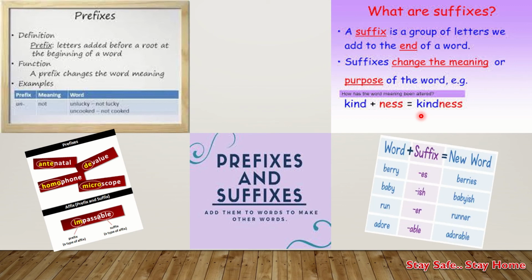Some examples about suffixes. Berry, and you add es to it, it becomes berries. Like baby, you add ish to it, it becomes babyish. Run, we add er to it, it becomes runner. Adore, you add able, it becomes adorable. Okay, so guys, every word here, when you add a suffix to it, it becomes another part of speech. It has another purpose.